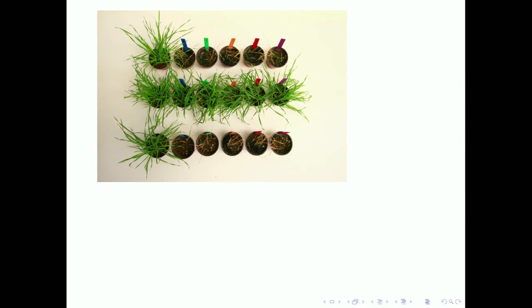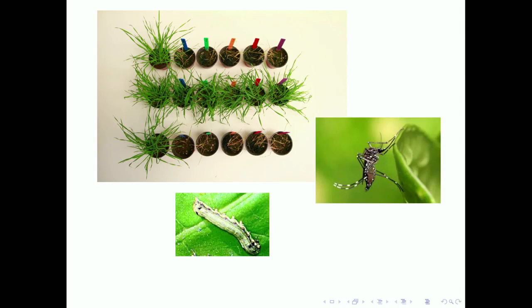But we are starting to see some examples where we see these two modes of resistance existing in the same population. We see it in black grass. We're also starting to see it in some mosquito populations that get a lot of pyrethroids poured onto them to control diseases like dengue and malaria. And we see it in some horticultural pests. So this caterpillar here is an important horticultural pest, and we see both of these modes of resistance.